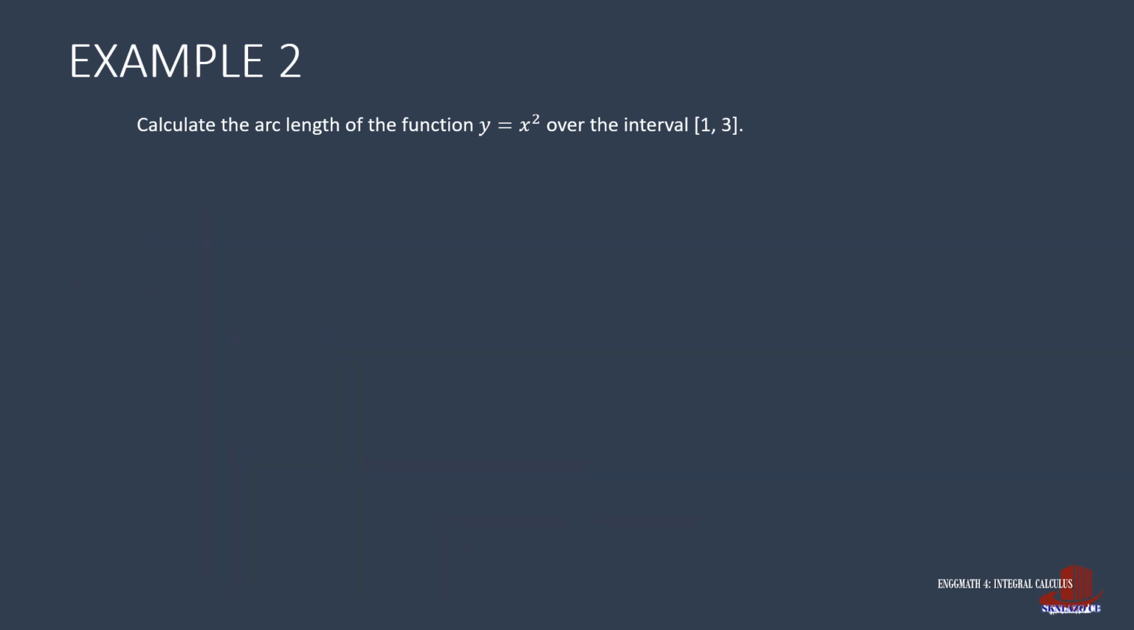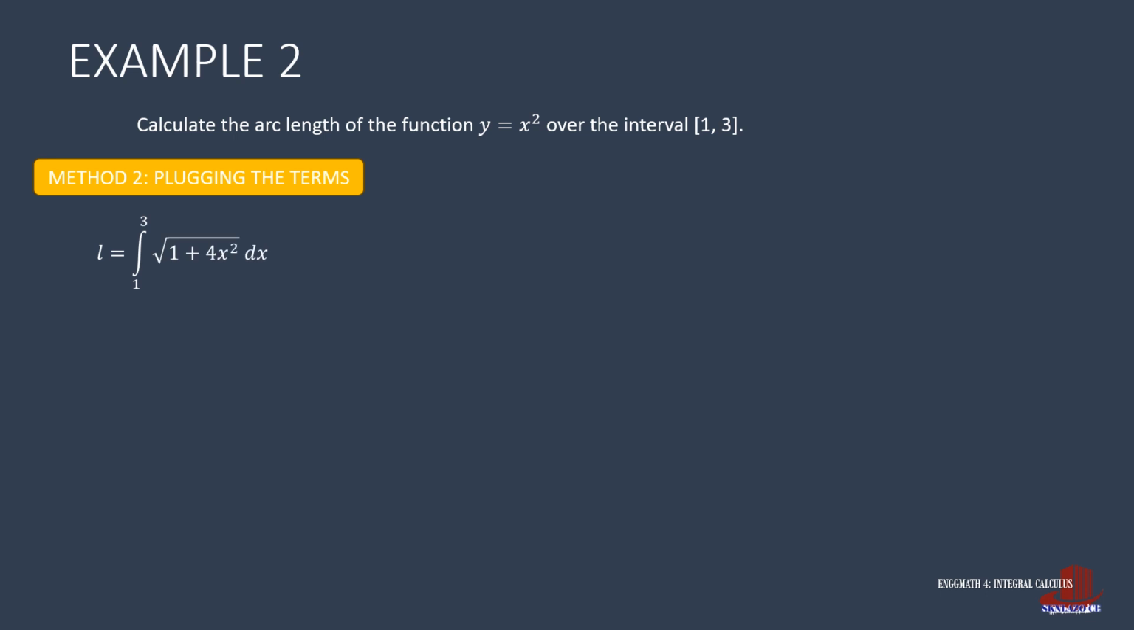What if one finds using the triangle confusing? You can still find the length by just substituting terms. So we are back to the original function, the integral of the root of 1 plus 4x squared dx from 3 to 1. We also figured out that x is 1/2 tangent of theta, and its derivative is 1/2 of secant squared theta d theta.